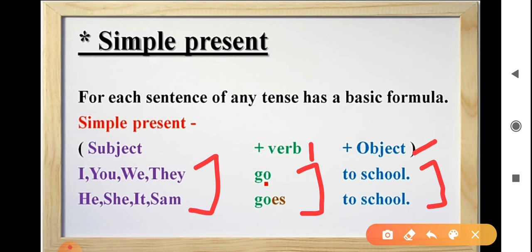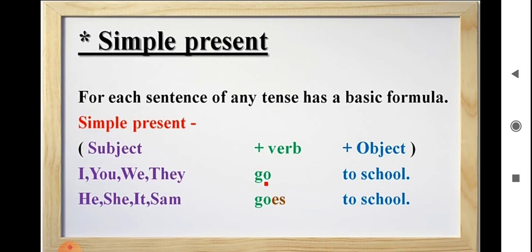Singular subject is always followed by singular verb. Plural subject is always followed by plural verb. In simple present tense, we create the singular form of a verb by adding s or es to the main verb.